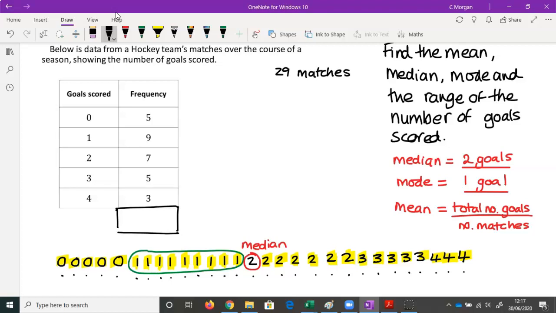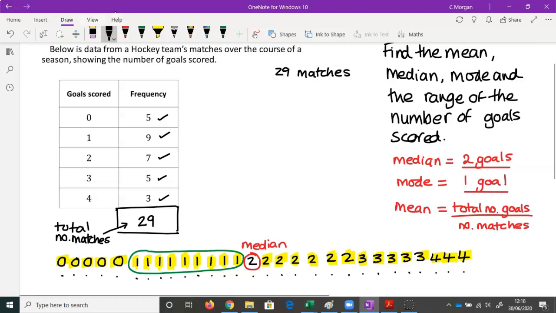Now, if I add up my numbers in the table, 5 and 9 are 14, add the 7, which is 21, add the 5, which is 26, and add the 3, which is 29. When I add up my frequencies, I get the total number of matches that were played. That's the total number of matches.